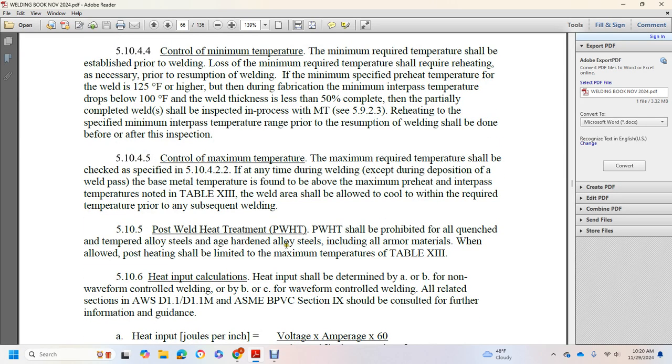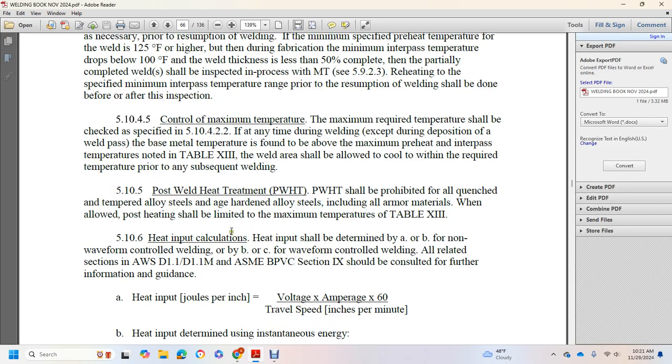Post-weld heat treatment, or PWHT. Post-weld heat treatment is prohibited with quenched and tempered alloy steels. Hardened alloy steels include armor materials, when allowed. Post-heating treatment shall be limited to the maximum temperatures in Table 13.